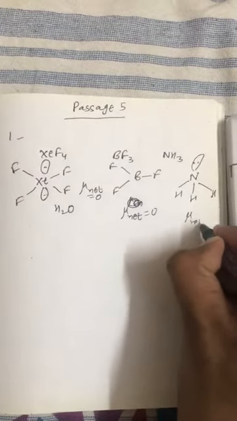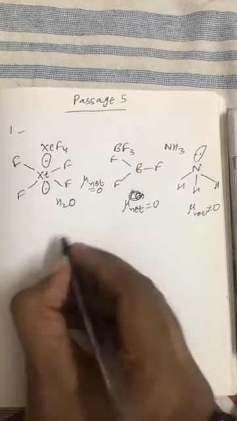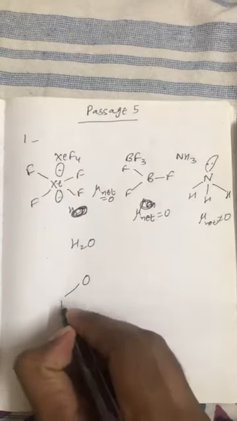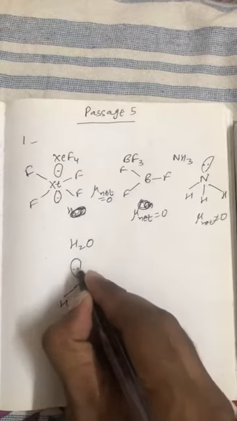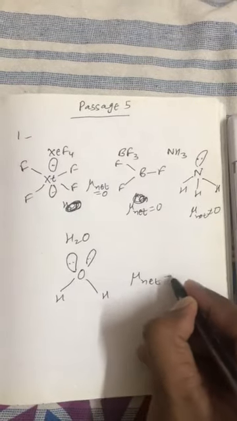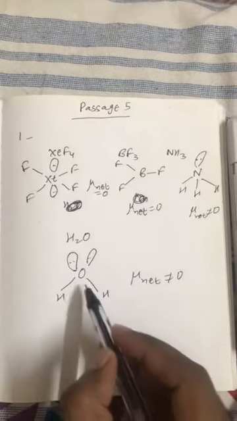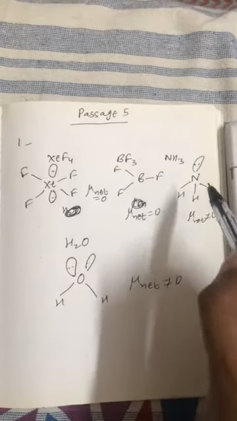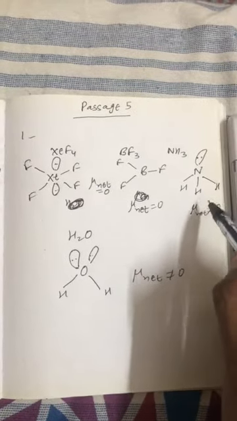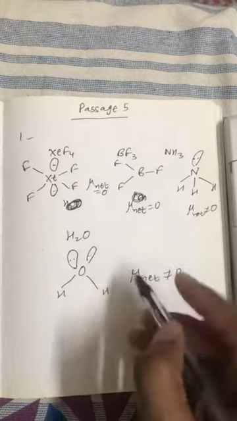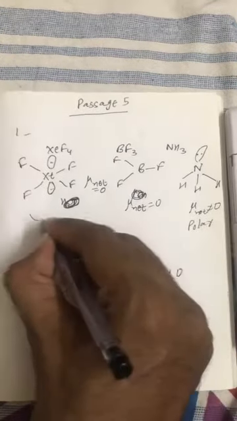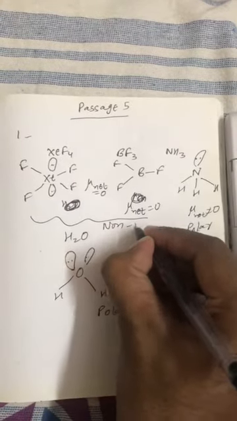Here mu net is not equal to 0, and in H2O again mu net is not equal to 0 because in H2O the dipole moment will not be cancelled out. Here also the dipole moment will not be cancelled out. So H2O and NH3, these two are polar, while these two are non-polar.